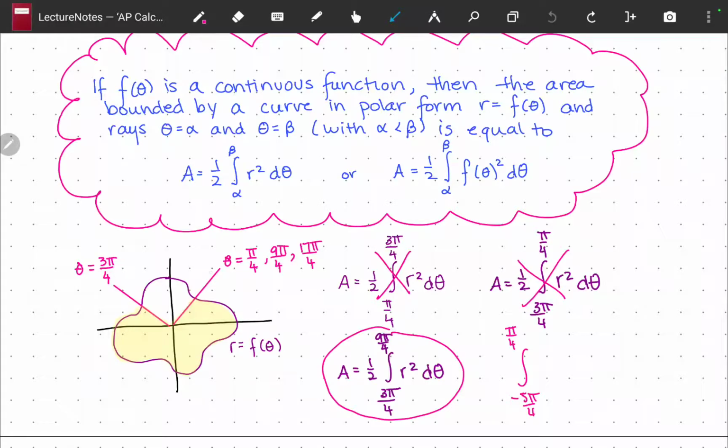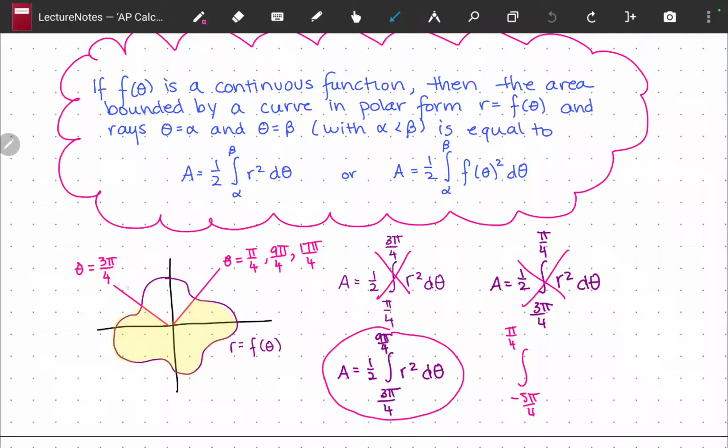But we can't do that, because if we went from pi over 4 to 3 pi over 4, that would actually get the white region, the unshaded part. That's not what we're looking for. So then it might be tempting to reverse them. Okay, well, we want to go from 3 pi over 4 to pi over 4, so let's just reverse the limits. But again, you can't do that because of this part right here. Your lower limit has to be less than the upper limit, and 3 pi over 4 is not less than pi over 4.